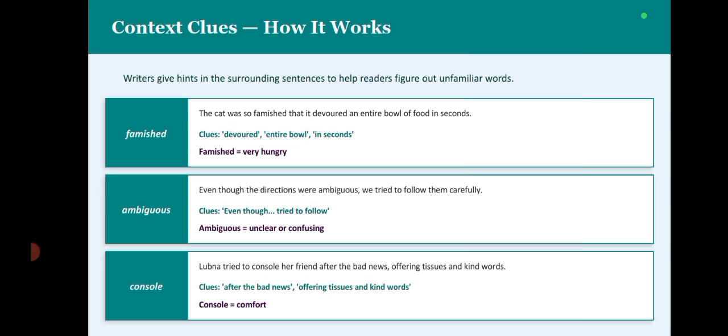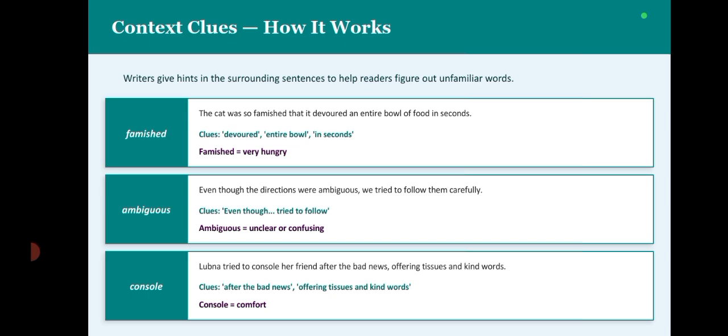Like it is written here, famished is a new word for most of the people, but the cat was so famished that it devoured an entire bowl of food in seconds. Devoured is also a difficult word. Devoured means खा लिया. Clues: devoured entire bowl in seconds. Now these are the clues कि उसने seconds के अंदर खा लिया. तो क्या थी वो जो उसने ये खा लिया? Famished. Definitely थोड़ा आइडिया आ जाता है कि the cat must be hungry.